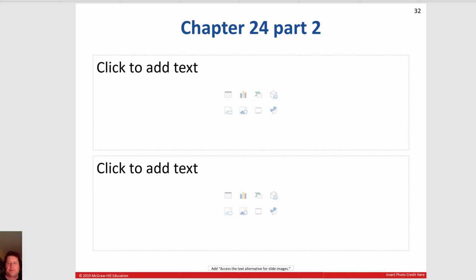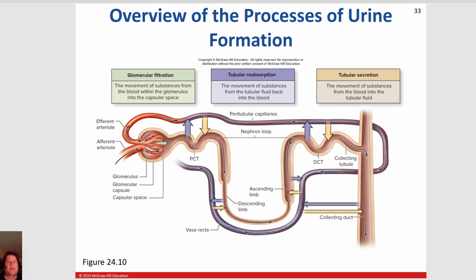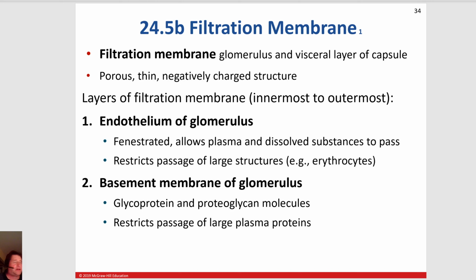Hello, and welcome to part 2 of chapter 24. Where we left off last time, we were talking about the overall filtration process. And so now we're going to have a little discussion about the filtration membrane.